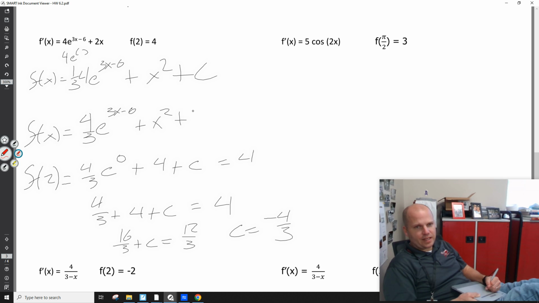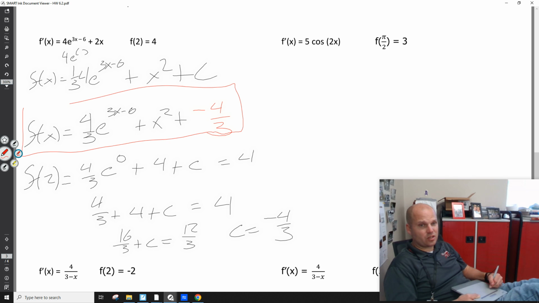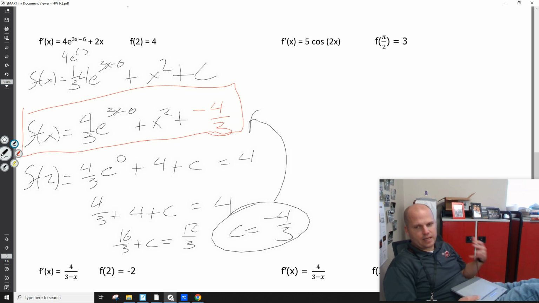Many people think that C is the answer. C is not the answer. It's the equation with the found C that is the answer we're looking for. If you just stop here, that's fine. But on a free response question, which you're going to see, you need to write down the final equation.